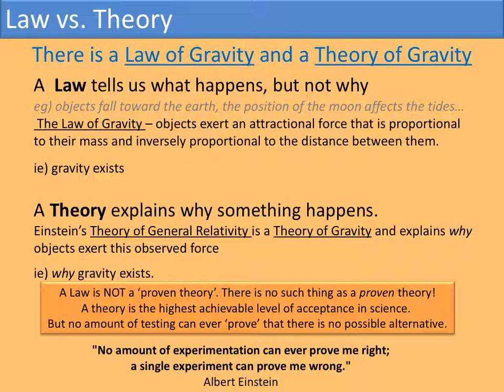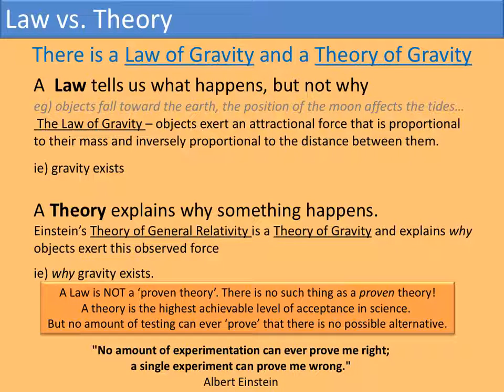The scientific law is different than the scientific theory. A scientific law is the description of an observed phenomenon that tells us what happens. In other words, what we might see or detect, but not why it happens. So we have a law of gravity. We see what gravity does, but it doesn't explain what gravity is or how it works.